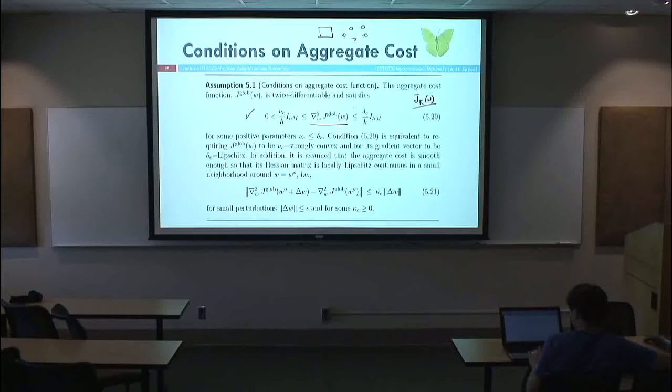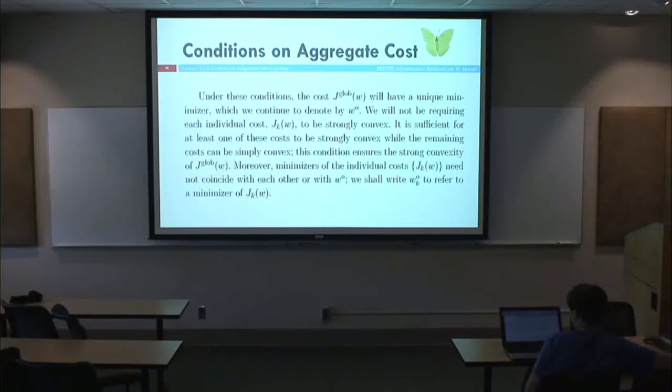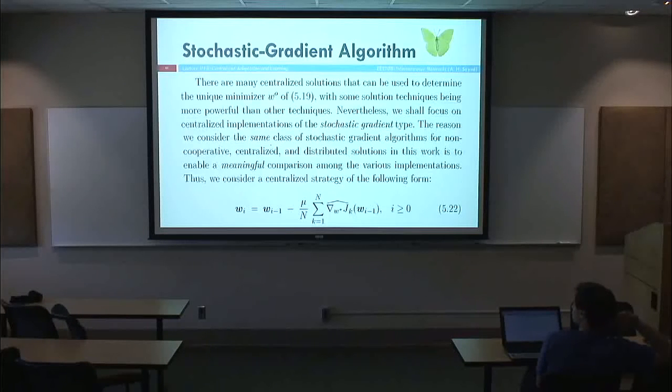So the global cost is strongly convex. If it is strongly convex, it will of course have a unique minimizer, which we continue to denote by ω^0. And like I said, I'm not requiring the individual J_k to be strongly convex. It's sufficient for only one of them to be strongly convex. Okay? Very good. So now what I'm going to do, I'm going to run a stochastic gradient algorithm on this J global, right? The aggregate cost.